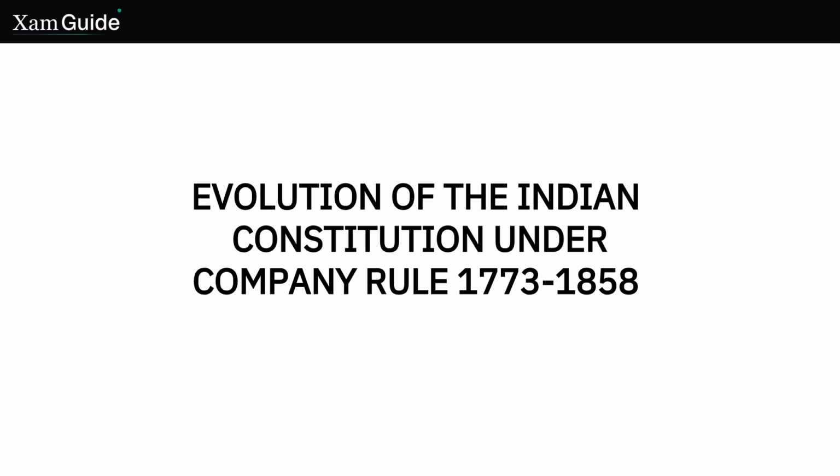So, let's talk about how our Indian Constitution evolved over time. It all started with what we call the Company Rule from 1773 to 1858. This was when the East India Company basically set up the first governance framework in India.